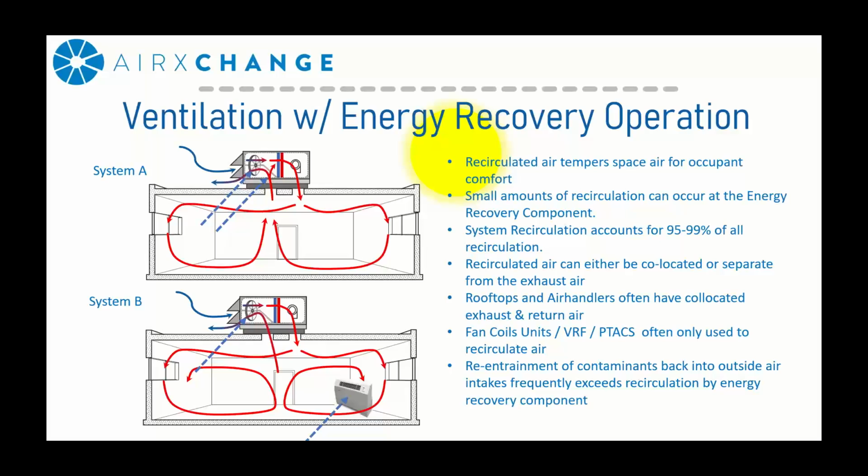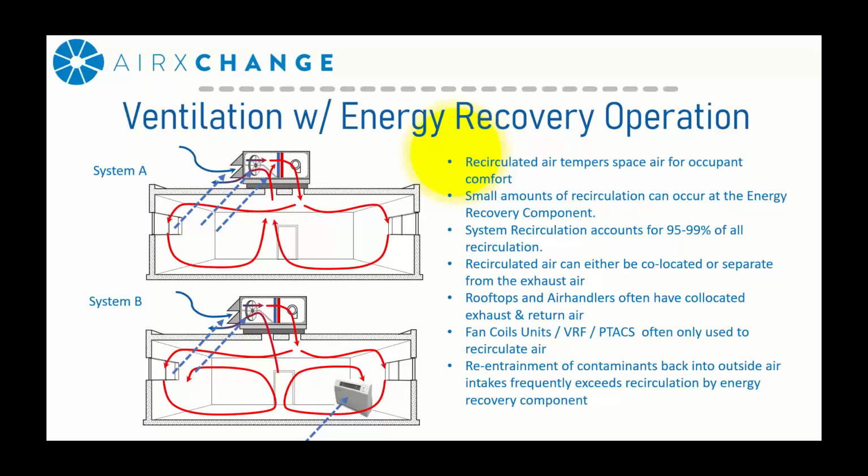Now, recirculated air can either be co-located, meaning the recirculated air and exhaust air are within the same duct or pathway, or it can be completely separate from the exhaust air. So rooftops and air handlers like System A often have a co-located exhaust and return air system that provide a mixed air stream consisting of both outside air and filtered recirculated air to the space. Or you can have a system like System B that traditionally uses something like fan coil units, VRFs, PTACs, which are typically only used to recirculate air.